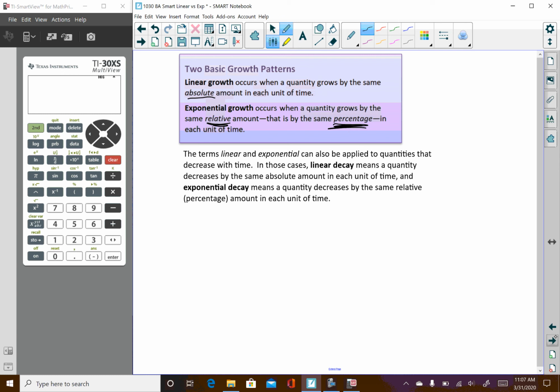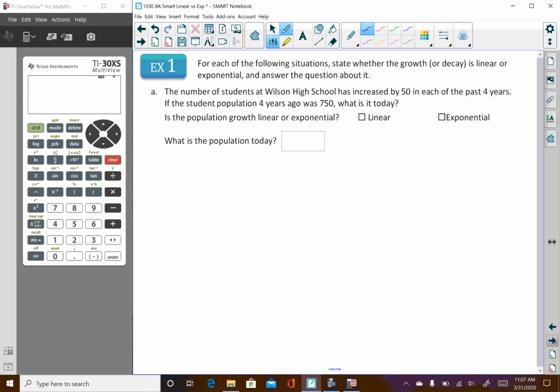So we're going to look at 4 examples and decide if they are linear or exponential. And then we're going to do a calculation involving it. So first of all, the number of students at Wilson High School has increased by 50 in each of the past 4 years. If the student population 4 years ago was 750, what is it today? So in this example, it looks like it's going up by the same absolute amount, which is 50 students. So that would be linear growth.